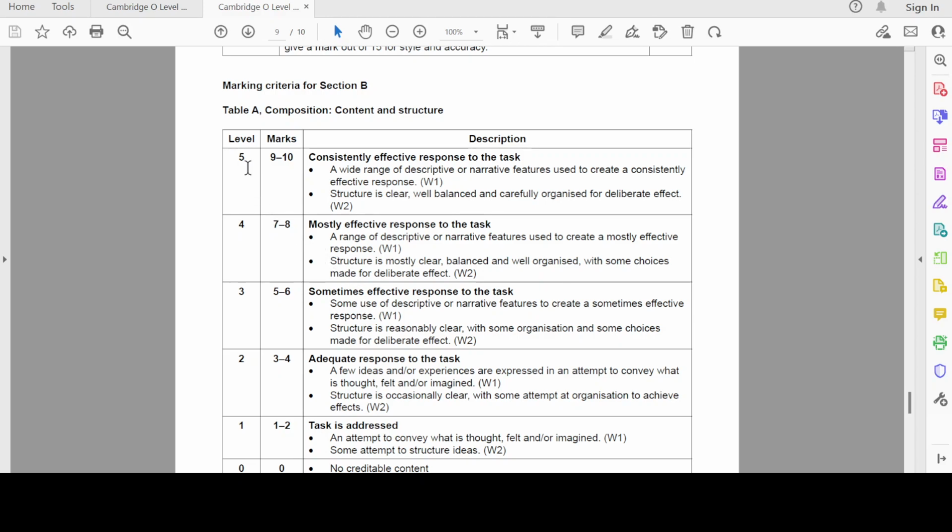And then finally, the perfect response is a consistently effective response, with a wide range of features used consistently and effectively. The structure is clear and well balanced, and you've done a really good job. It's perfect or near perfect at least, right? And you've organized it brilliantly, given all the effects you can, and yeah, great job.